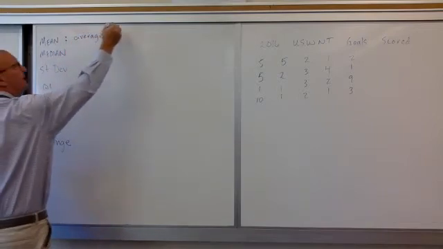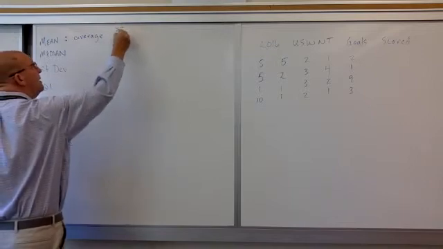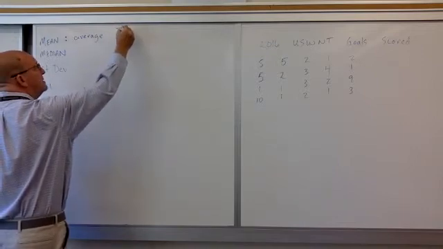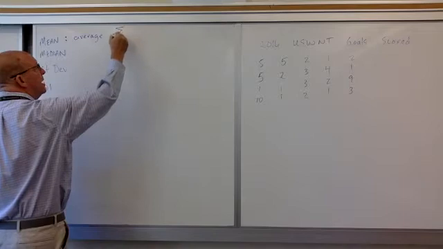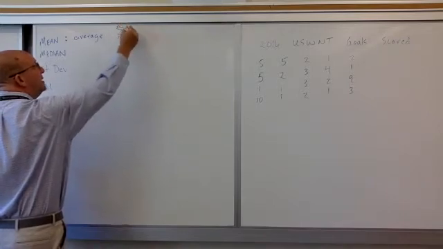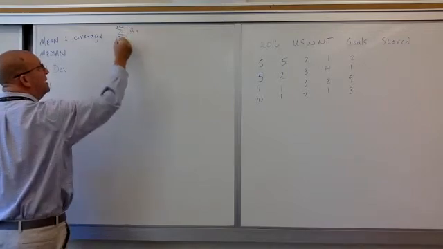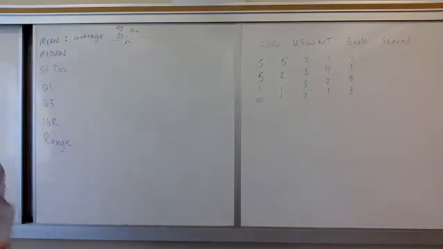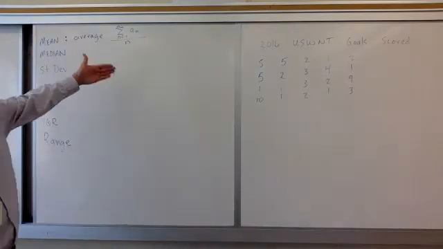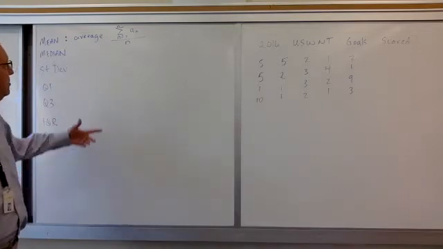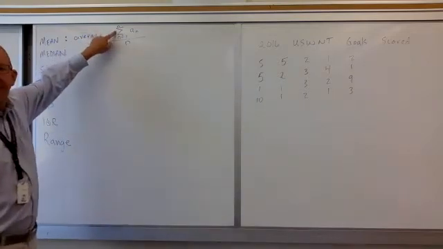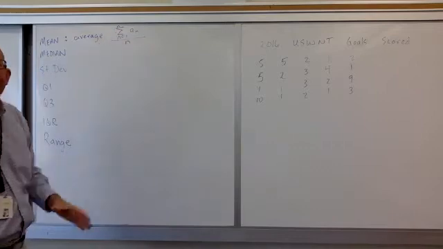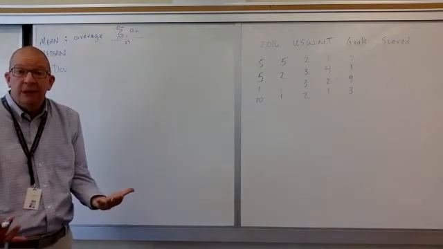What do you do? You take the sum of all of your items, from n equals 1 to n of a sub n, and then you divide it by n. Okay? That's your mean. And you can see that in your notes. This is a shorthand mathematical notation. Anytime you see a big sigma, that means sum.